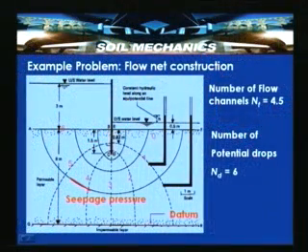Here these are the potential lines, and generally they are numbered like this: this is the 0th potential line, first potential line, second, third, 4, 5, 6. So, this flow net has a number of potential drops; the total number of potential drops is 6. So, 6 potential drops have come.